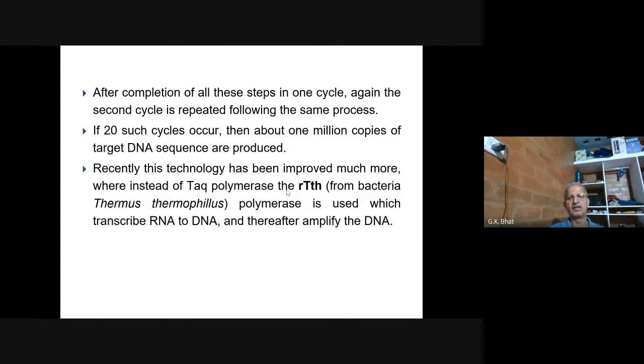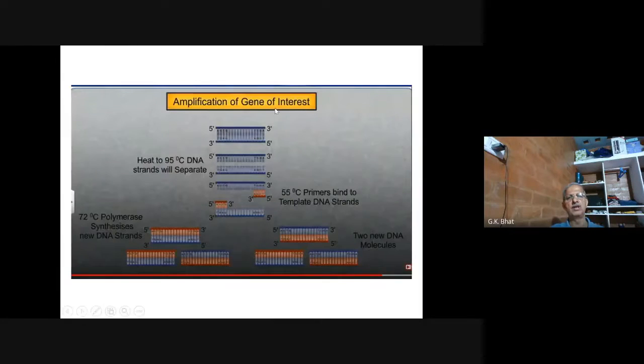Recently this technology has been improved much more, where instead of Taq polymerase, RTth polymerase from the bacterium Thermus thermophilus is used, which transcribes RNA to DNA and therefore amplifies the DNA. This is what RT is: RNA to DNA. So this is another method: RNA to DNA, then amplify the DNA.